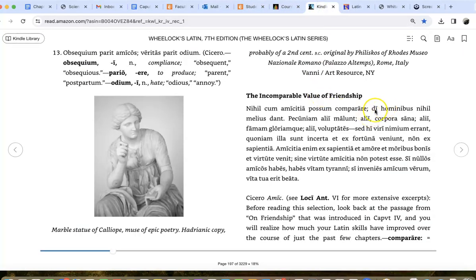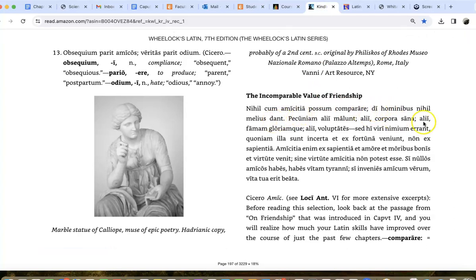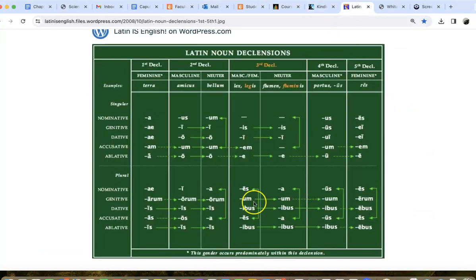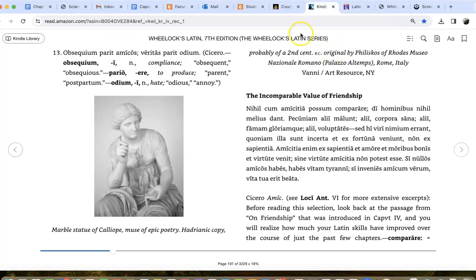The gods, dei, dant. We had in chapter 1 nihil, melius, where we get words like ameliorative, amelioration, which means to improve. And then two human beings, if I want to say two men, that's fine too. But of course, that is third declension dative plural, ibus. So remember, the dative is to or for whom something is done.